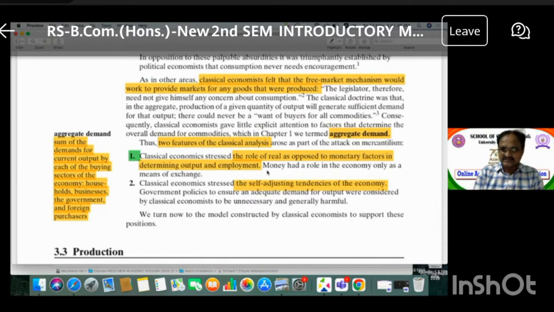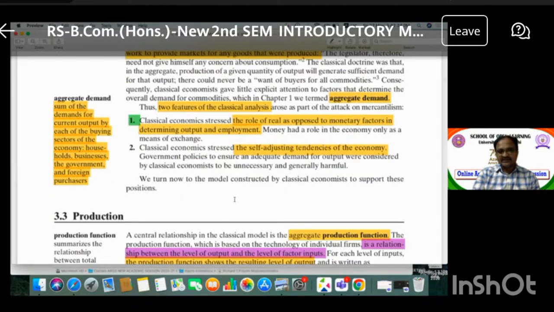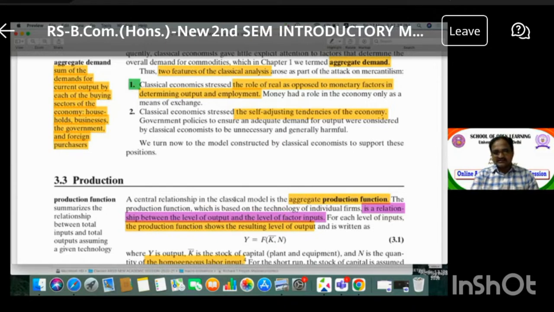What is the self-adjusting tendency of the economy? Government policies to ensure adequate demand for output were considered by classical economists to be unnecessary and generally harmful. In the initial stage in classical economics there was no other factor to influence the economy, only one factor, labor. According to the availability of labor resources, we produce more output or less output. That is self-adjusting in the economy. So these are the two assumptions: the real factor, that is labor, and the self-adjusting tendencies of the economy.